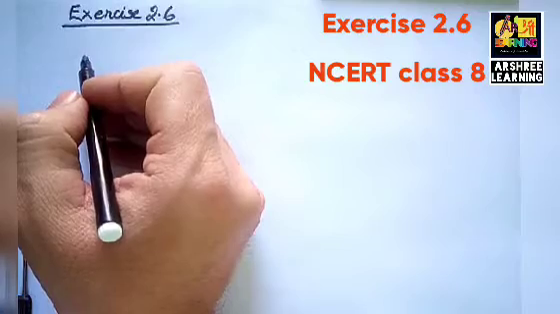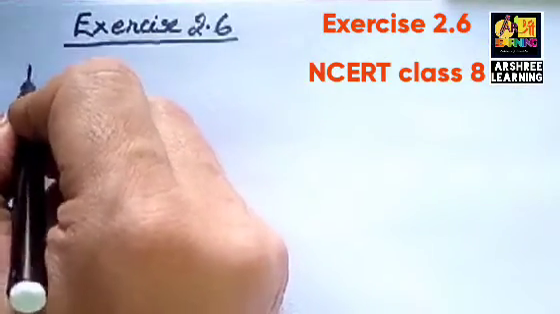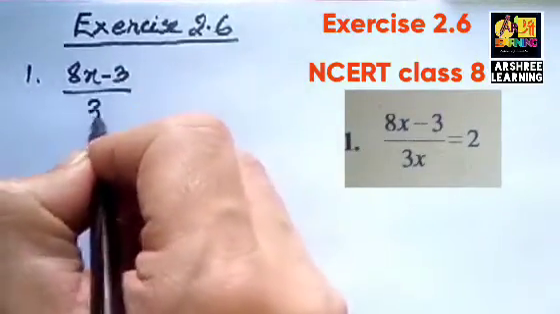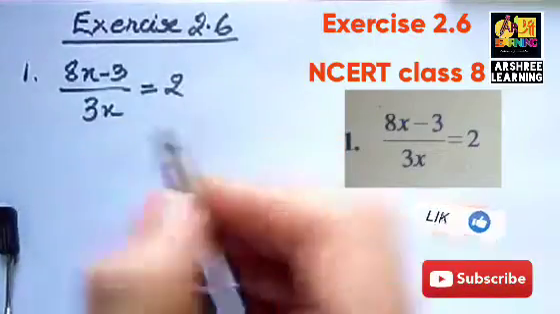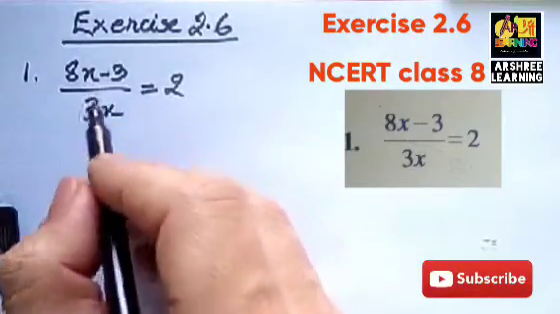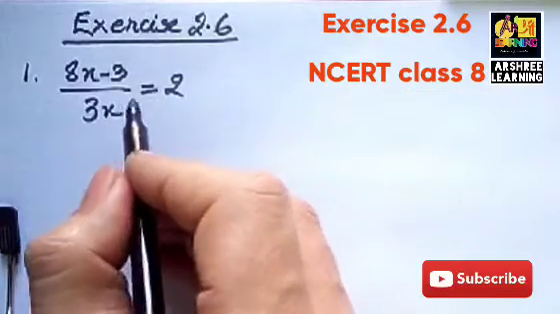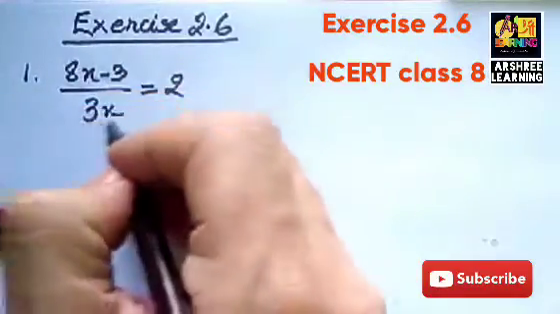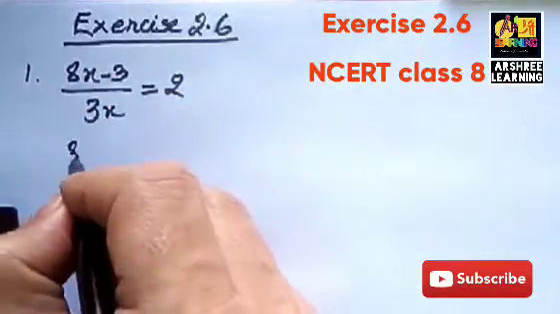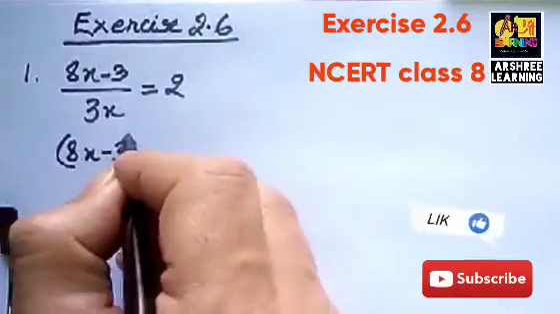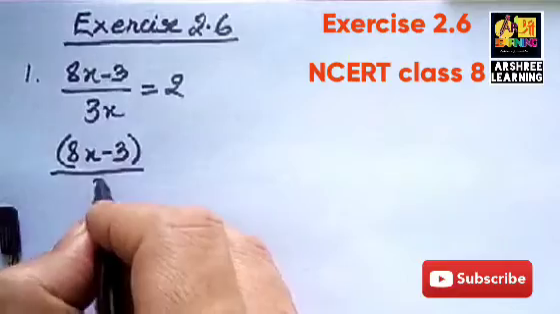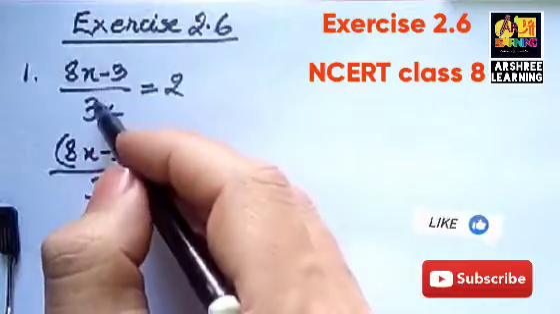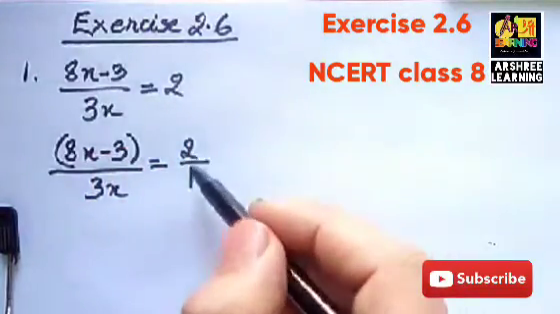Let's start with exercise 2.6, where question number 1 is (8x minus 3) upon 3x is equal to 2. Now there is a simple fraction on the left side and on the right side. There is no plus sign in between the fraction, it is a single fraction. Therefore you will write it as 8x minus 3, this is a double term, so keep it in a bracket, upon 3x is equal to 2 upon 1. Because this is a fraction, make 2 also a fraction, as 2 upon 1.